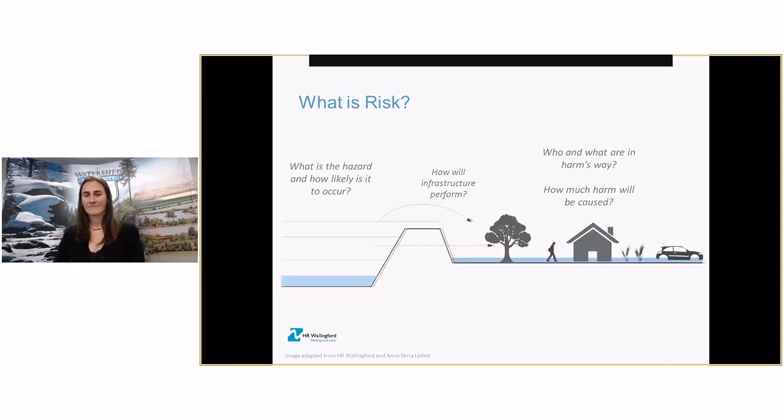Generally, when we talk about flood risk management, we focus on the hazard. What is the hazard and how likely is it to occur, and if we're looking at levee accreditation, FEMA 44 CFR 65.10 asks us to determine how the infrastructure, in this case a levee, will perform. But when we talk about risk, we really need to add one more set of factors to our discussion, and that's who and what are in harm's way, and if there's an adverse event, in this case flooding, how much harm will be caused.